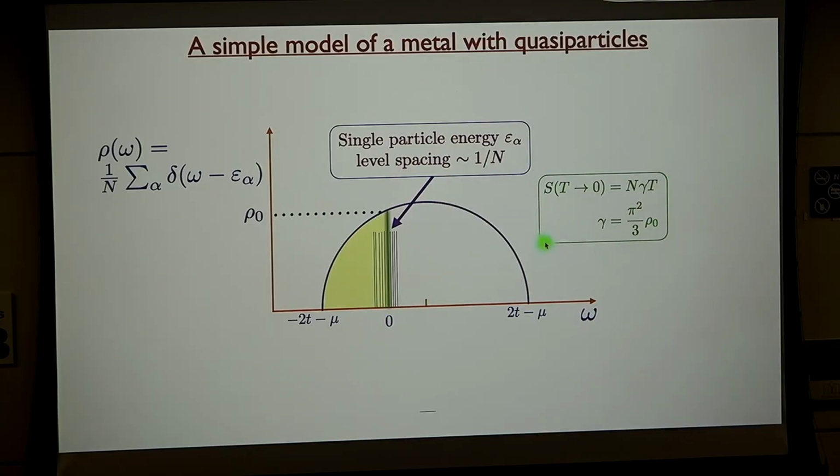So there's some density. In the many-body system, there'll be a Fermi level. You'll fill up all the states here. And there's some density of states that you can compute from knowledge of the density from the semicircle. It gives you some rho 0. And then Sommerfeld tells you what the entropy is.